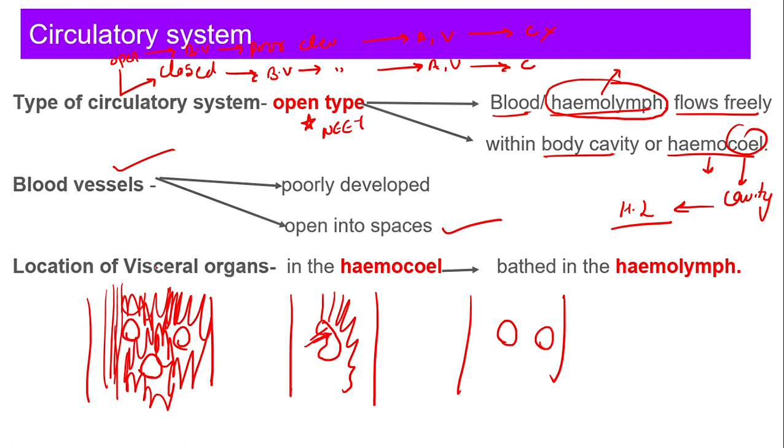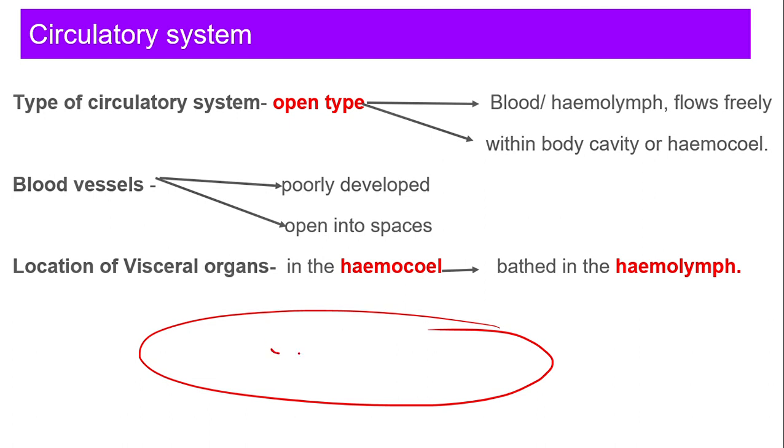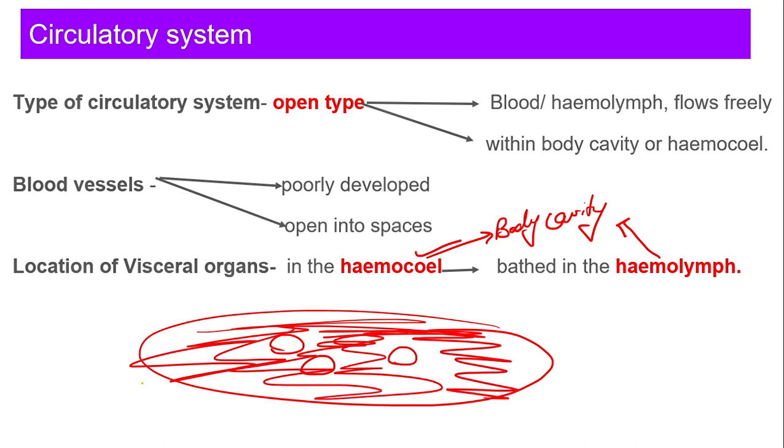Now location of the visceral organ. What is the meaning of viscera? Viscera means the internal organ. So your internal organs are present. Suppose this is the body of the, let me just erase it once. Suppose this is the cockroach and this is the body of the cockroach. So organs present over here, they are present in the hemocoel, which is nothing but the body cavity, which is filled with what? Filled with the hemolymph. So since it is filled with the hemolymph, all the organs are directly bathed in the hemolymph. So this is the organ. Now these are directly bathed in the hemolymph, right?